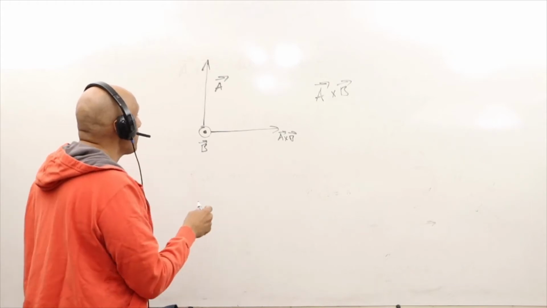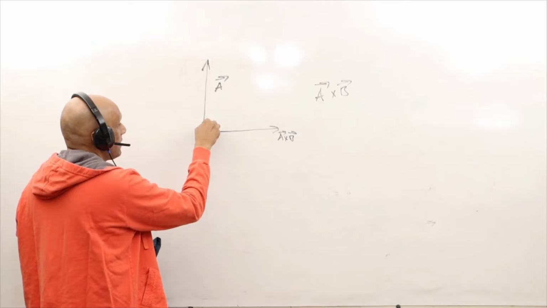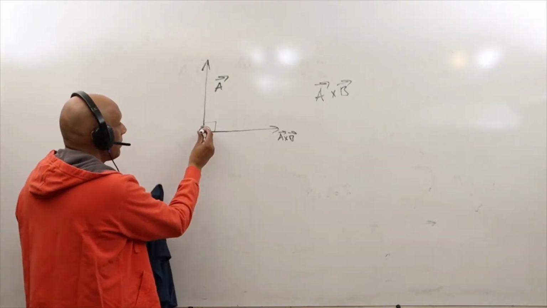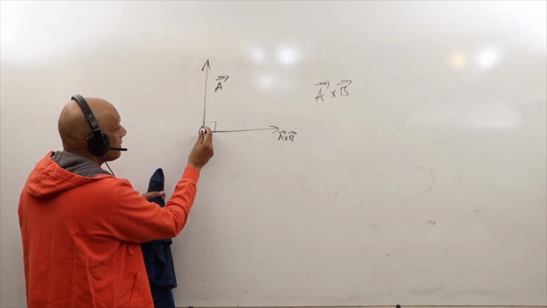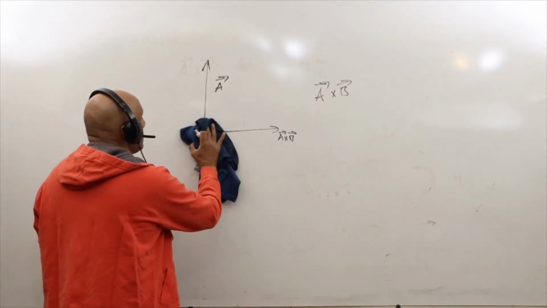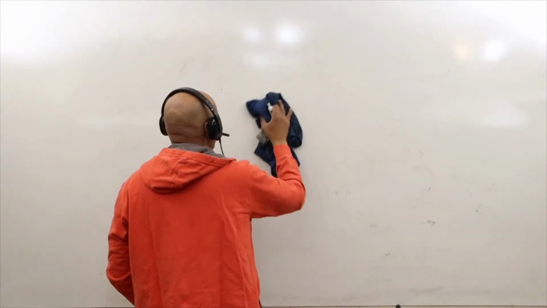Remember, it's mutually perpendicular to both A and B, so I can't draw it perpendicular to B, but I can definitely write this and say A and A cross B are perpendicular. But remember, B vector and A cross B are also perpendicular. This is the orientation. Okay, so hopefully you understood that idea.